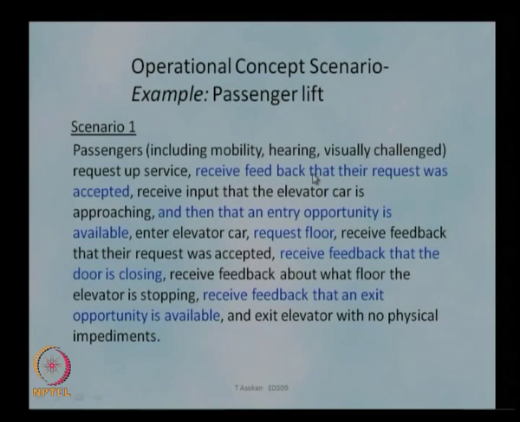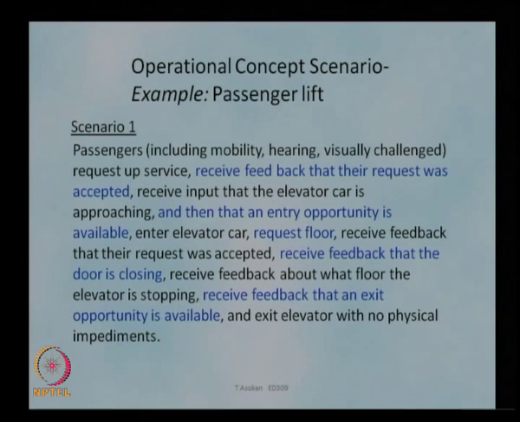They receive feedback that their request was accepted. Unless they receive feedback, they will not know whether the elevator is working or not. So, it is necessary to provide feedback to the passenger saying that yes, your request has been accepted. Then they receive an input that the elevator car is approaching. So, not only that the request was accepted, it will also give an input that the elevator car is approaching, and that an entry opportunity is available. So, it should be informed to the passengers that an entry opportunity is already made available.